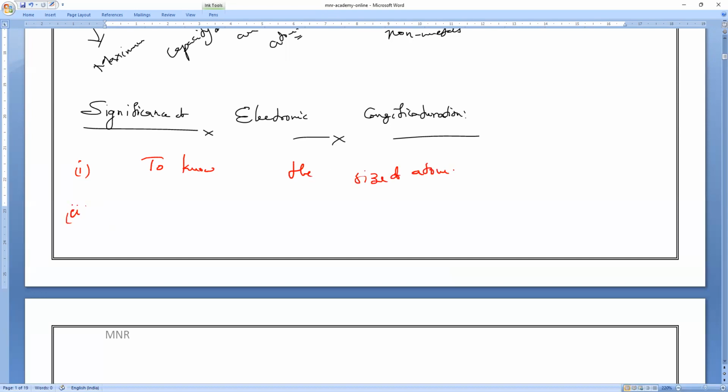Next, the second significance: to locate the position of an element in the periodic table. So we can find the position of the element in the periodic table. I will show you how now.